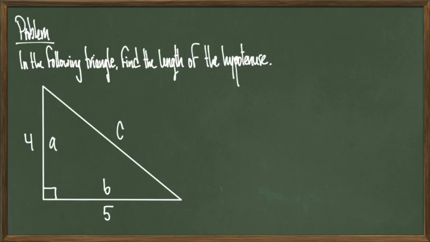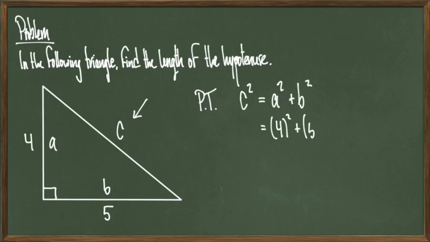It doesn't matter which side I labeled A and which one I labeled B, as long as it's not the hypotenuse. They just act as placeholders so that I can use the formula from the Pythagorean theorem a bit more efficiently. The Pythagorean theorem says that C squared is equal to A squared plus B squared, but since I know what A and B are, I can substitute that information in to get that C squared is equal to 4 squared plus 5 squared, which simplifies down to 16 plus 25, which means that C squared is equal to 41.